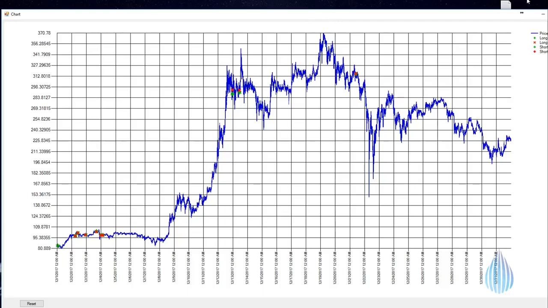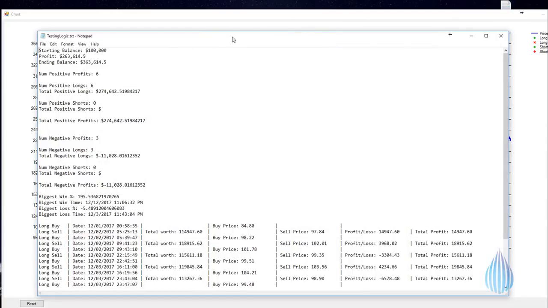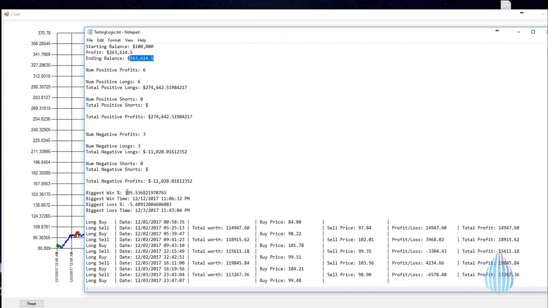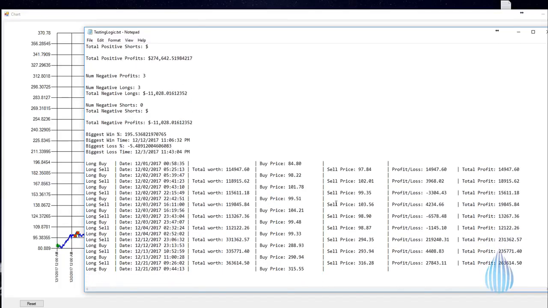And so let's go ahead and open this up. So this, wow, this did really good. LTC Safe in December did really good. It made $263,000 of profit with an ending balance of $363,000. So I mean, it did 263% that month. That's pretty good. Whoa, biggest win, 195%. Awesome. Biggest loss, minus 5%. Really good.